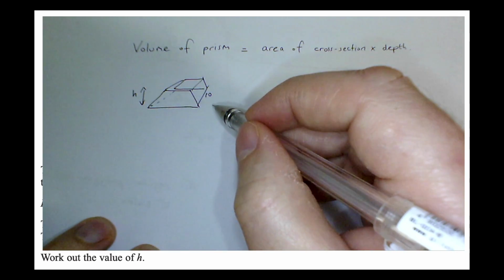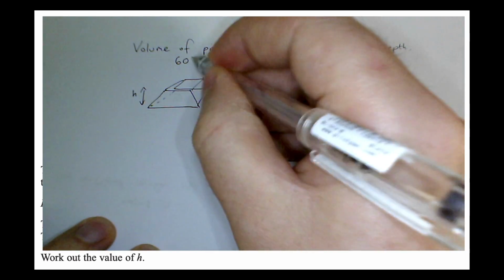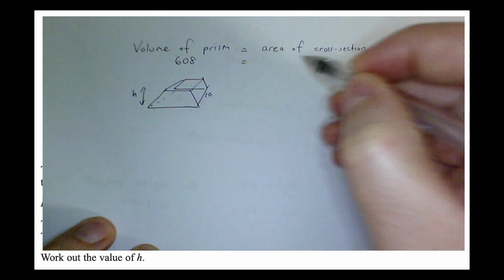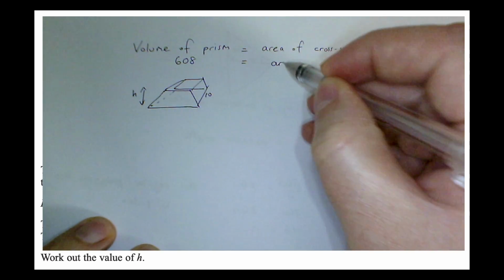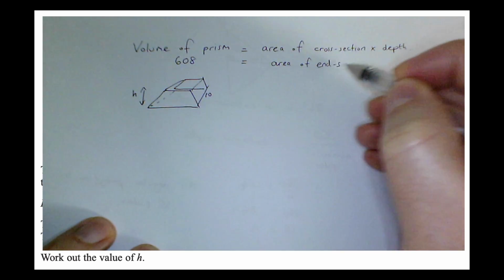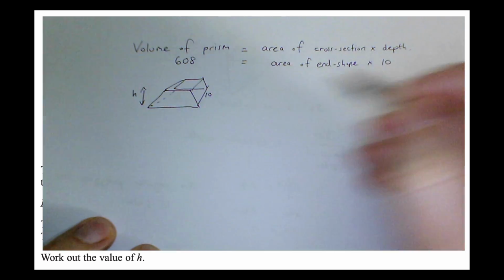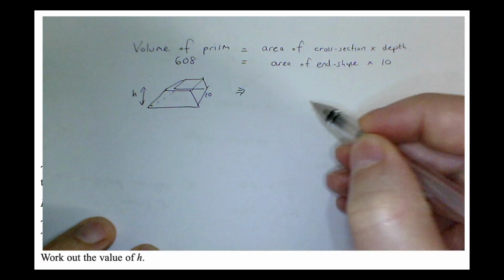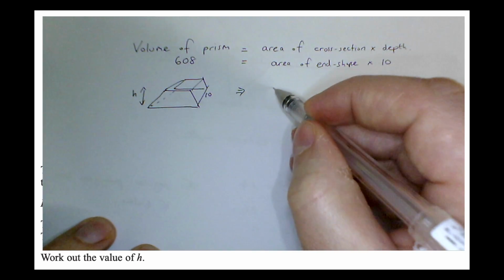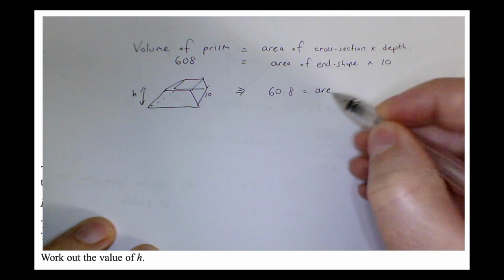Now I'm going to start to fill in the formula. They've told me the volume in the question, that's 608 centimeters cubed, and the area, well, I don't know that yet, so I'll just leave it as area of the trapezium, the end shape. But I do know the depth. So if I divide both sides by 10, I can see that 60.8 is going to be equal to the area of the end trapezium.